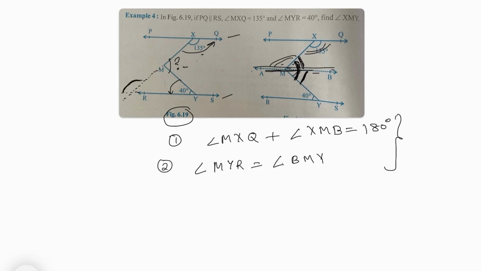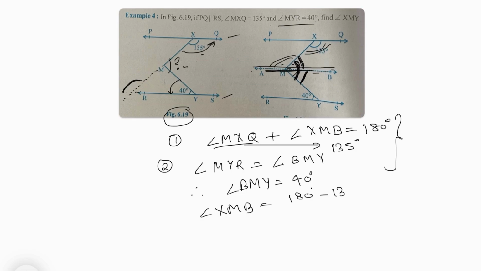Now we know MYR is equal to 40 degrees. Therefore, angle BMY is equal to 40 degrees. Next, MXQ is 135 degrees. So when you solve this equation, angle XMB is equal to 180 degrees minus 135 degrees, that is 45 degrees. So angle XMY is equal to 40 degrees plus 45 degrees, that is 85 degrees. So this is the solution.